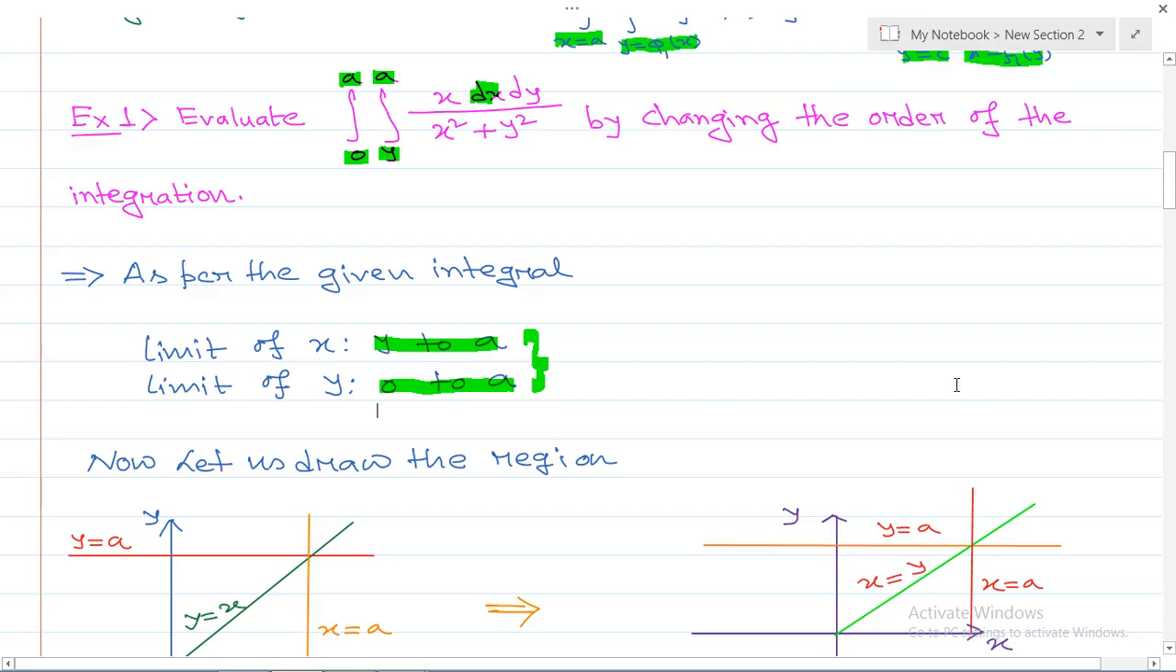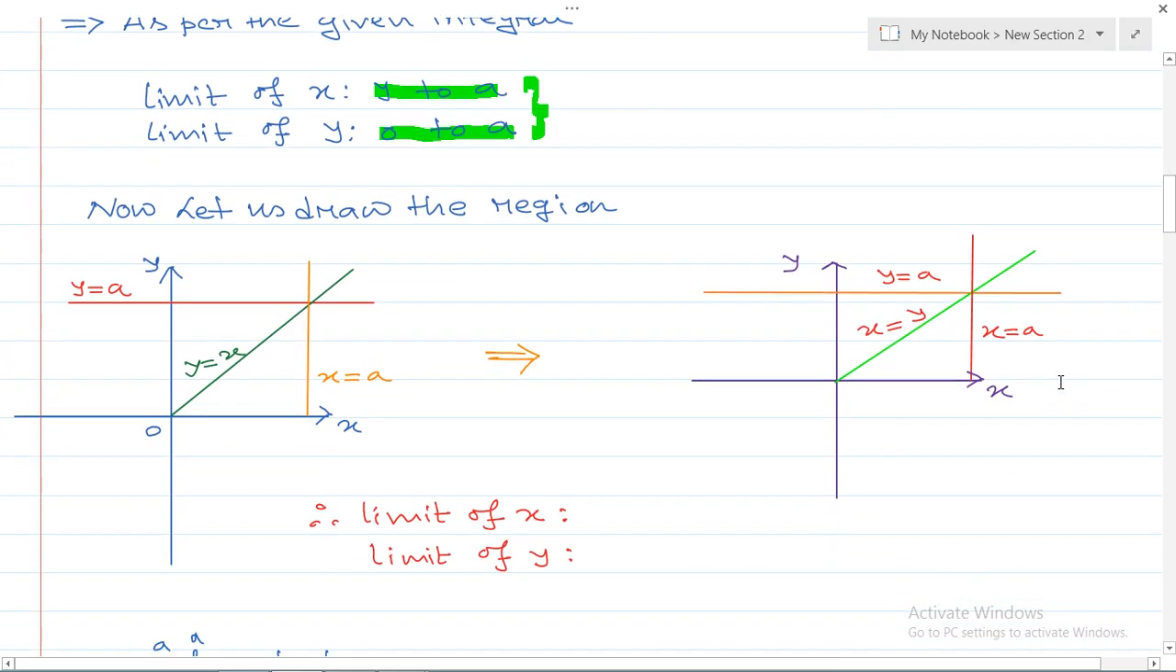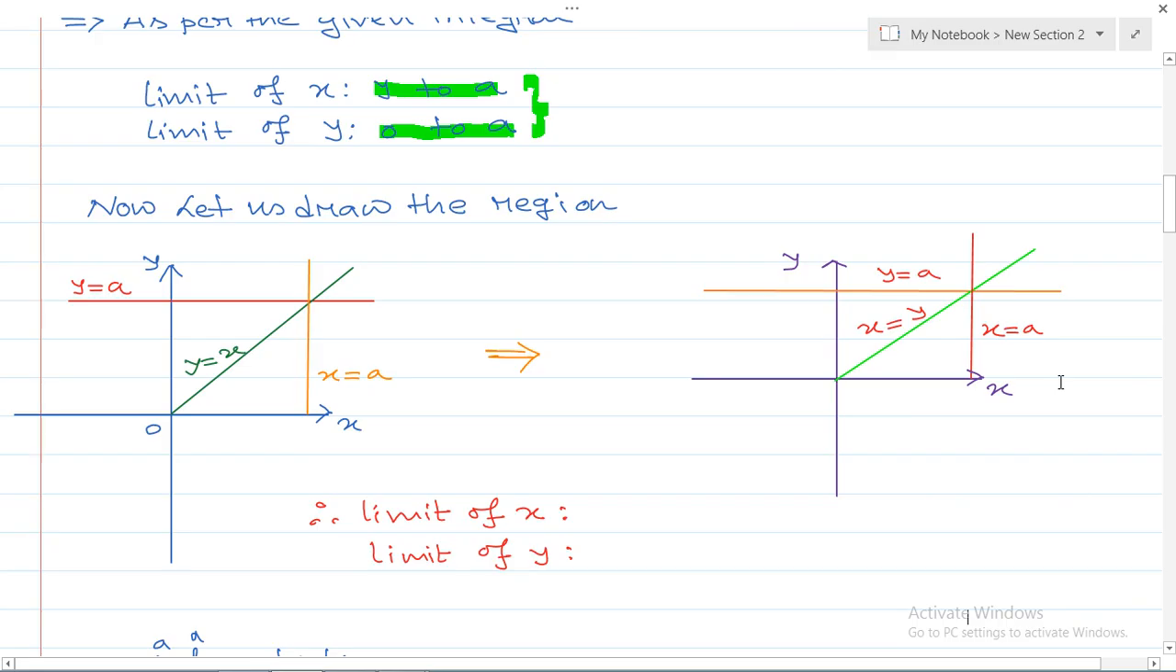For changing the order, the most important part of this integration is the diagram. Based on the limits we have to draw the diagram. Here we have x equal to y, which is a straight line, and x equal to a, which is the line parallel to the y-axis. Y equal to 0 means the x-axis, and y equal to a is the line which is parallel to the x-axis.